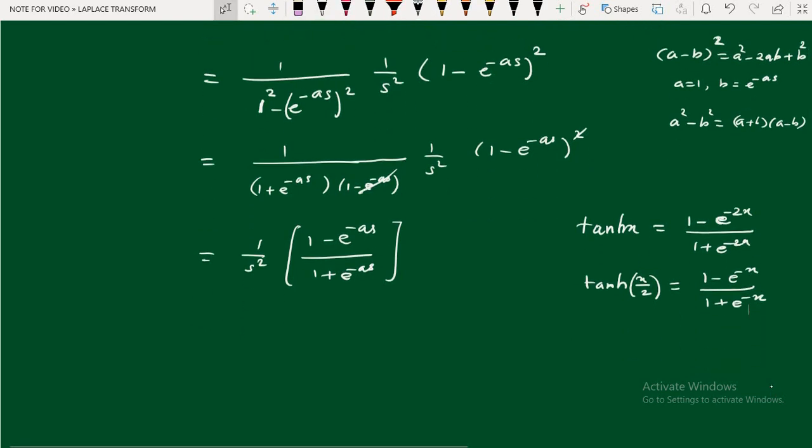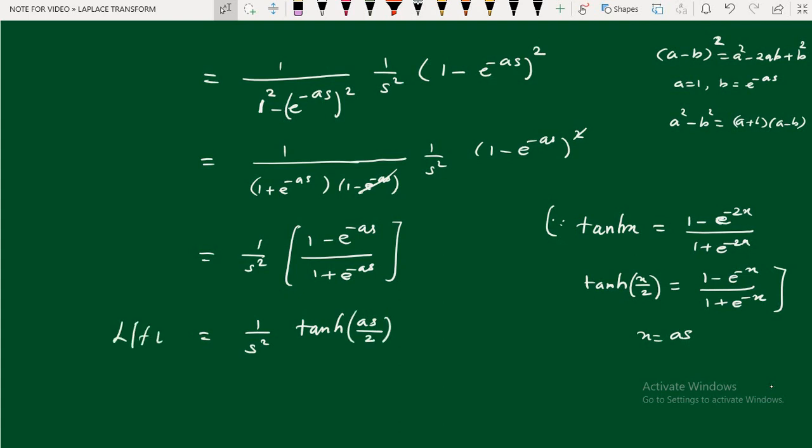Therefore we have this form. The place of x is here, and x is nothing but as. Just replace x with as. So we get here 1 by s square, and 1 minus e power minus as by 1 plus e power minus as is nothing but tanh of as by 2. So this is the Laplace transform of the triangular wave function.